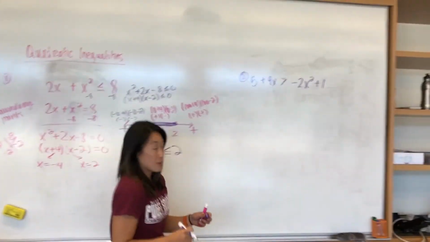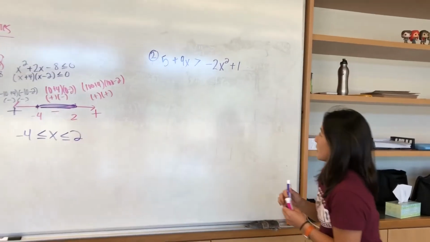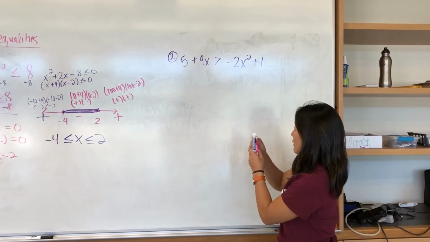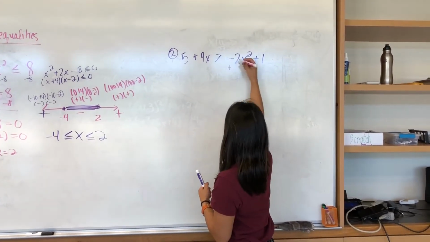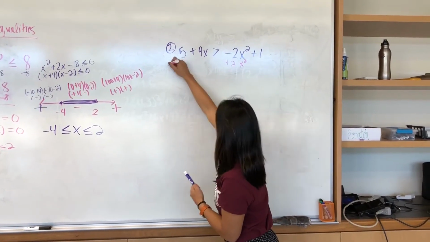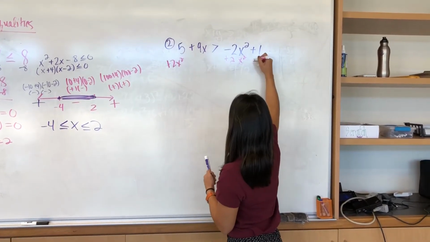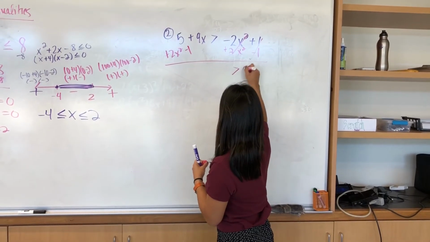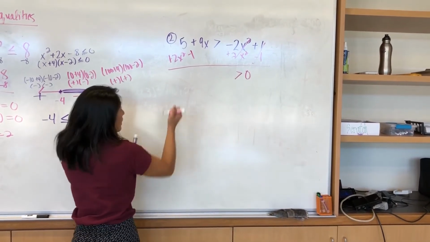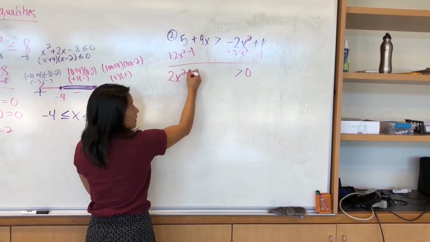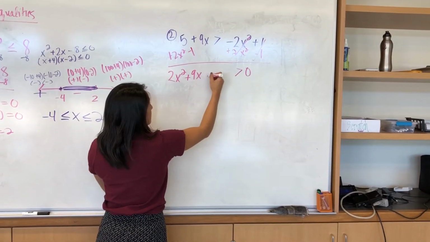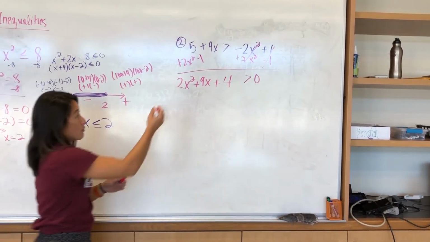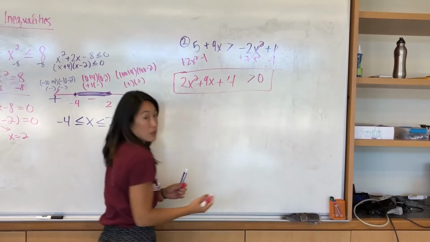Okay, next one. This guy. It's a little bit trickier. I would definitely want this x squared to be positive. So let's go ahead and add 2x squared to both sides. And then I'll subtract my 1 as well. Okay. So we get 2x squared plus 9x plus 4 is greater than 0. Okay. We need this for later. We're going to hold on to that.